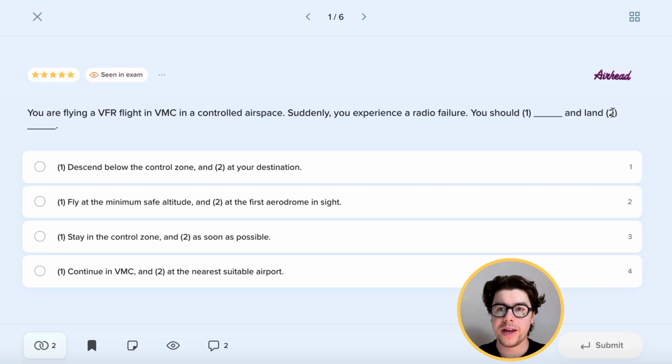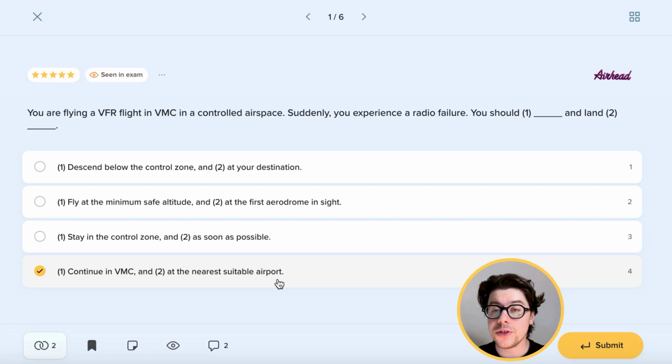Remember this: you fly in VMC, look for the nearest place where you can safely land the aircraft, and land at the nearest suitable aerodrome, meaning the one that can take you in, that has a long enough runway, that has a safe approach, etc., and that is also open. So, of course, for this question, continue in VMC, land at the nearest suitable airport. This is taken straight from the documents.